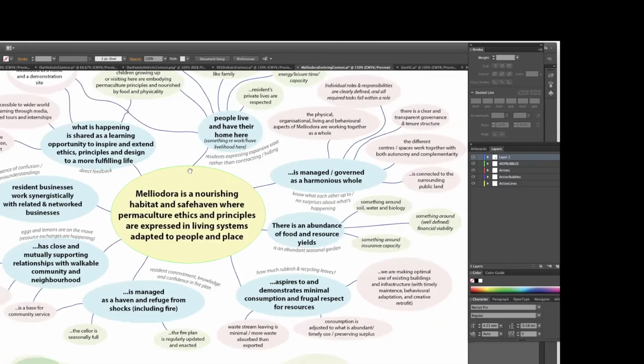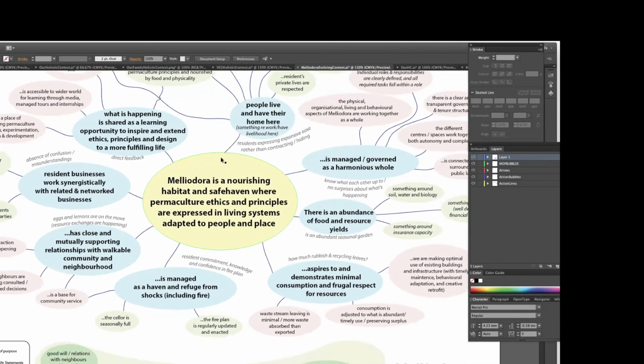I've got it open. Here's an example from a permaculture design property called Meliadora, and sometimes I work with other people to help them articulate this stuff. This is a real process, you know. They hadn't done a lot of this kind of work, and we had like six two-hour meetings or something, and really went right into it, got quite deep.